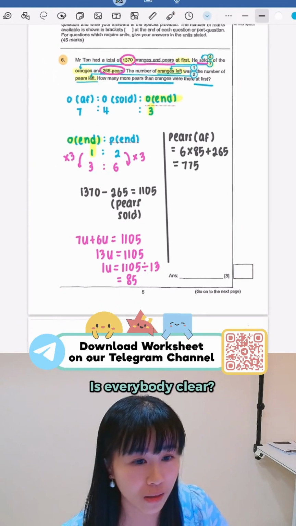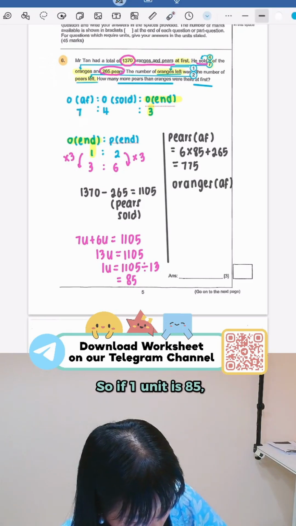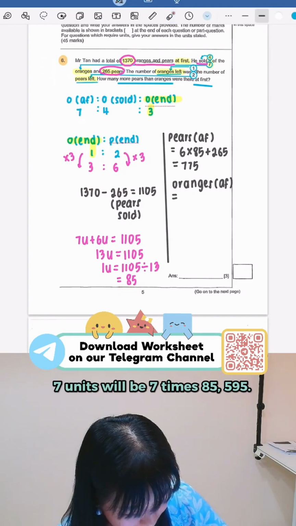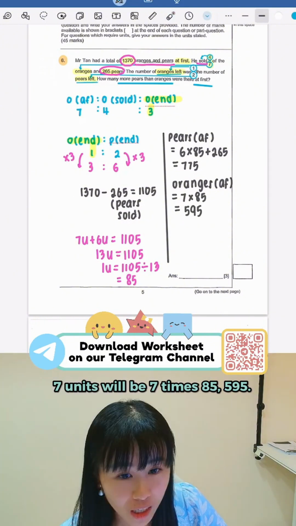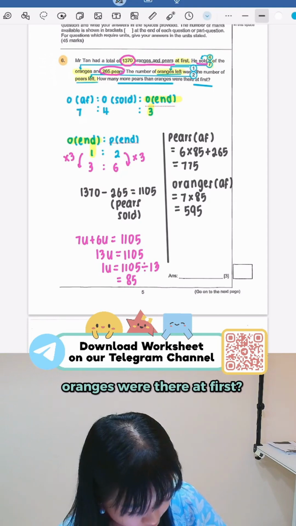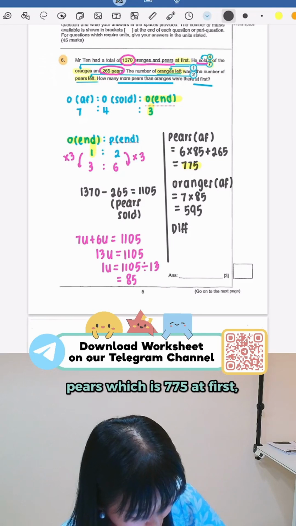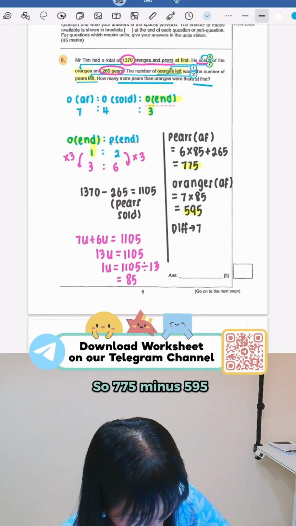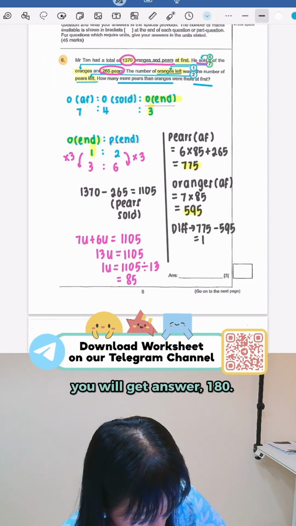Okay, everybody clear? For oranges at first it's pretty easy because it's just 7 units. So if 1 unit is 85, 7 units will be 7 times 85, 595. So now we can find the difference. How many more pears than oranges were there at first? We just have to take the pears, which is 775 at first, you minus the oranges, which is 595. So 775 minus 595, you will get answer 180.